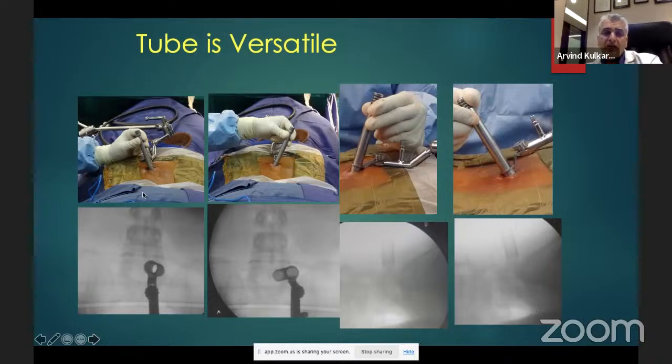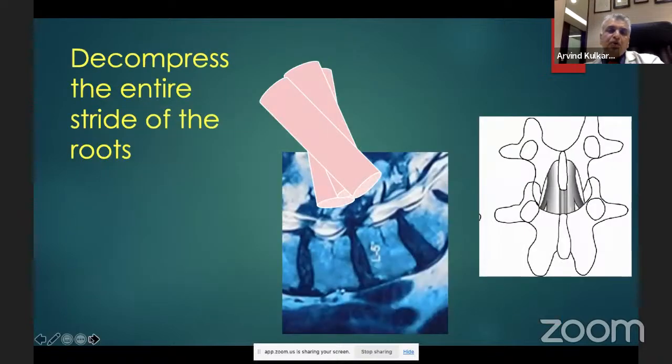It can be angulated medially, laterally, and it can be angulated quite well superiorly as well as inferiorly. It can be swung up and down to a very great extent. So you should use the properties of the tube. Right from its exit from the dural sac till it goes beyond the foramen, the tube should be tilted, and the entire course of the traversing route should be decompressed.